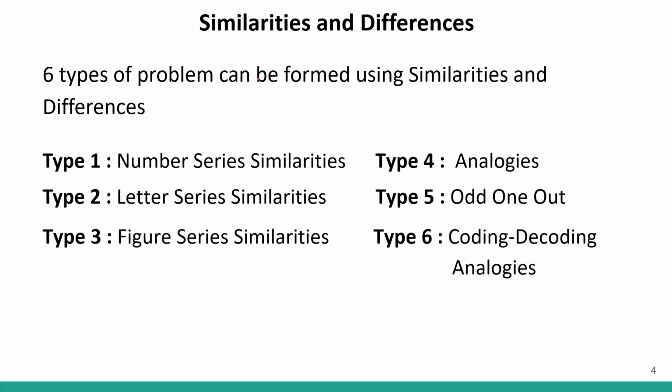So let us start. There are 6 types of problems that can be formed using similarities and differences as a concept. So, number one is number series similarities. Here we deal with the numbers, right? Letter series similarities can also be called alphabet series similarities. Here we deal with different types of alphabets. Then we have figure series similarities. This can also be called object or shape series similarities. Here we are given a bunch of different objects or different figures and we have to complete the series.